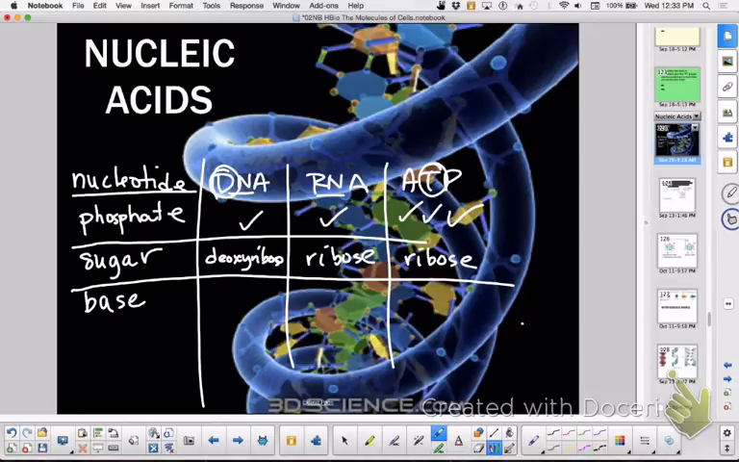What bases do you have in DNA? You know them. Adenine. What else? Guanine, cytosine and thymine. Good. Do you have adenine in RNA? Yes. Do you have thymine in RNA? No. What do you have? Uracil. Good. And there's adenine in ATP.